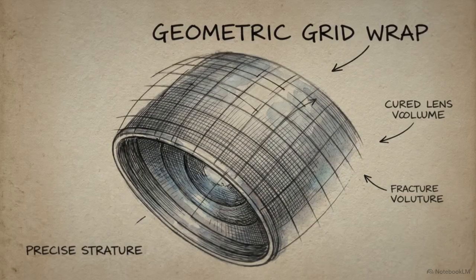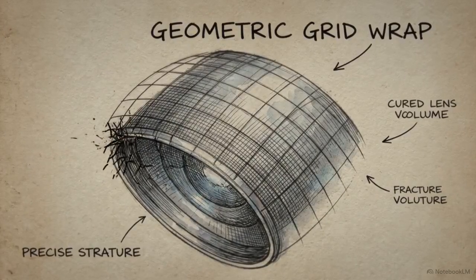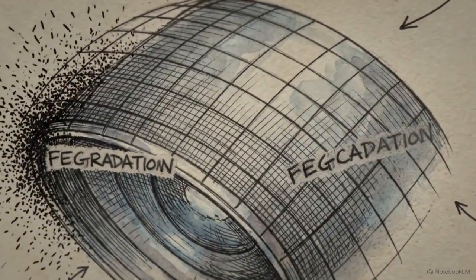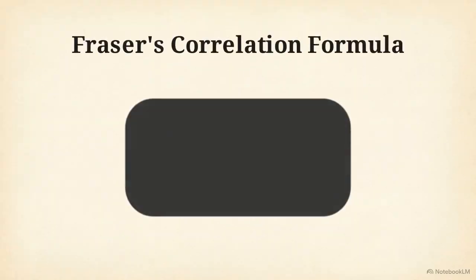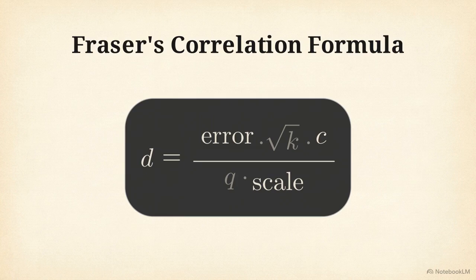Software algorithms can compensate for internal lens distortion, but they cannot infinitely compensate for the degradation of optical scale. The mathematical law governing this collapse is Fraser's correlation formula. This equation illustrates that the error in an object's calculated coordinates is intrinsically linked to the scale of the image and the object's distance from the lens. If we isolate the variable for distance and the camera constant, their mechanical relationship becomes clear.